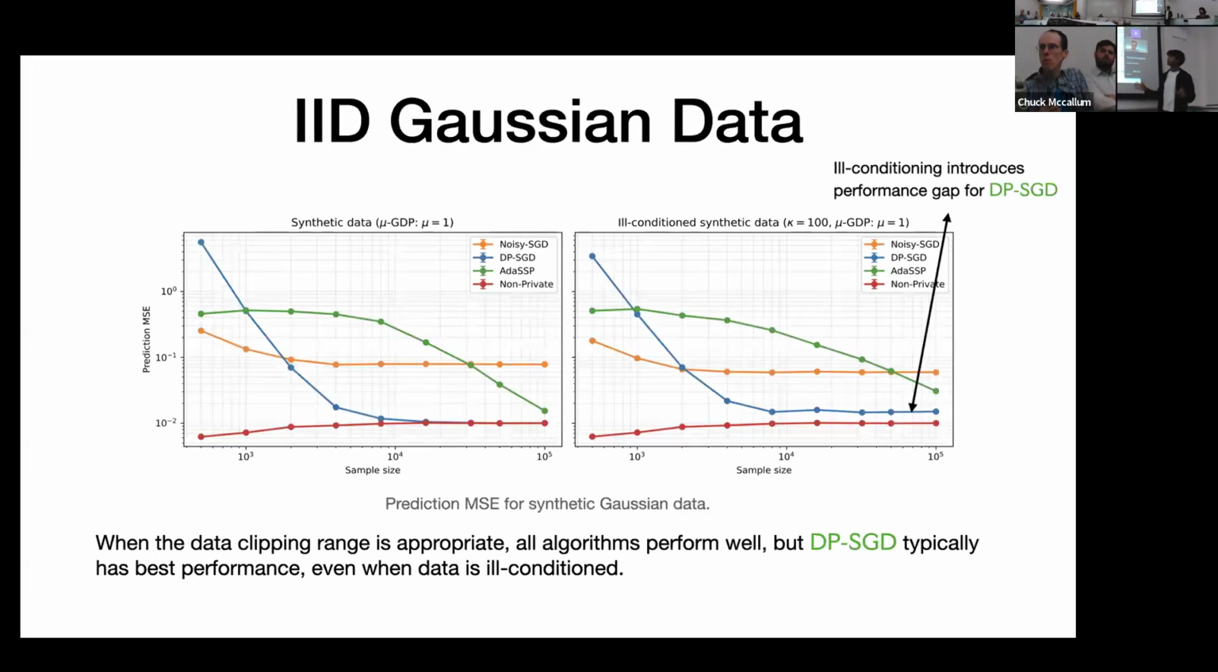So to talk first about mostly nice Gaussian data, we find that basically when the, I think I have a thing that's cut off there. You might close that.